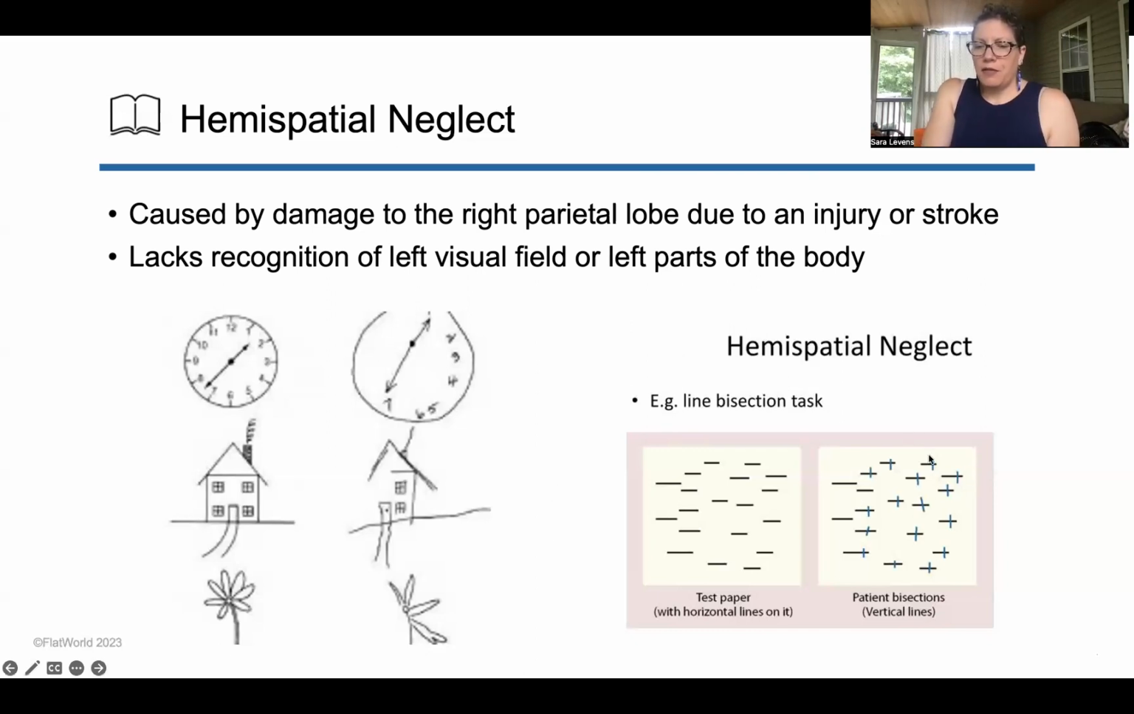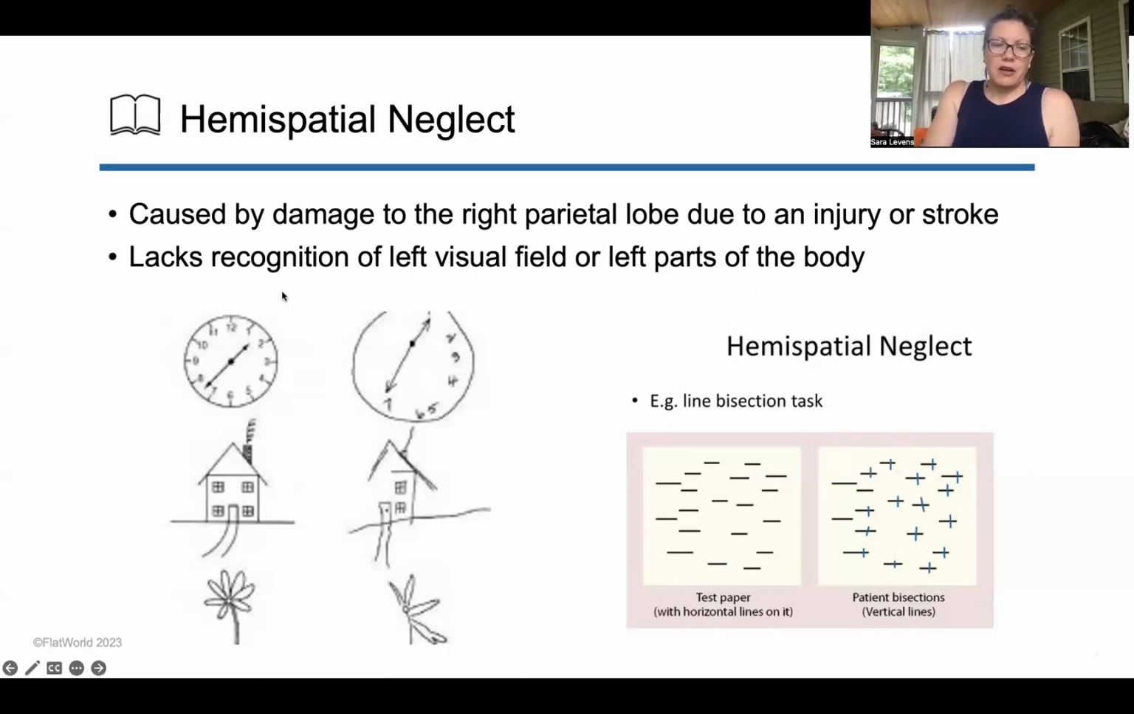If you give these lines and tell them to bisect them, like in the middle, you'll see that almost all of them are not in the middle; they're more towards the right, and they can't even see any of the ones over here. Some of these they can bisect, but again, the more they get towards the left-hand side, the more they are not even remotely in the middle. And so this is just the test paper.